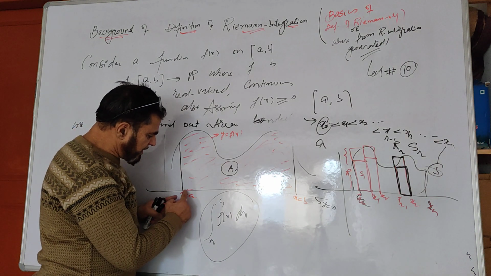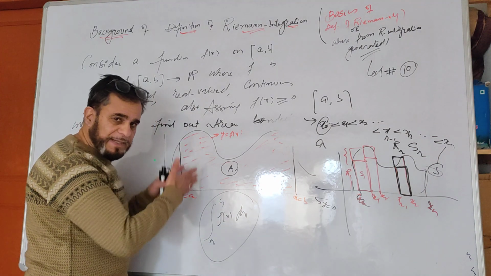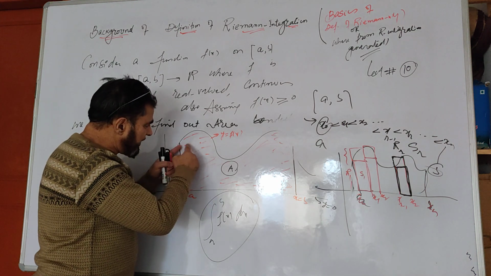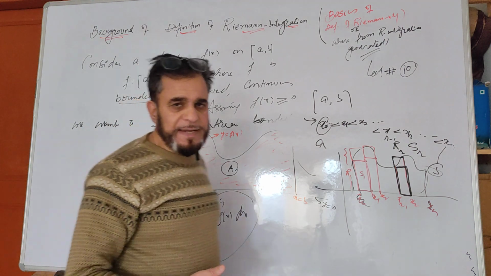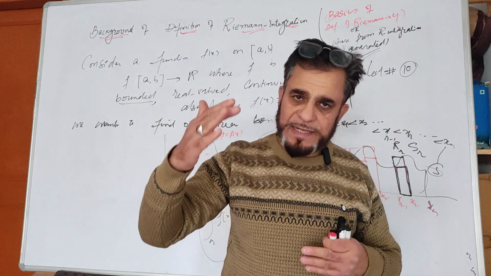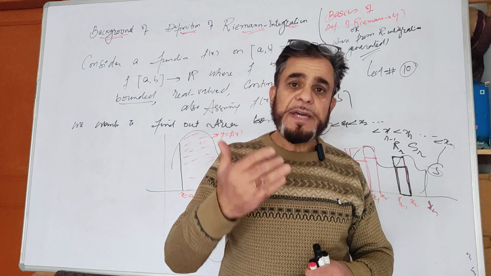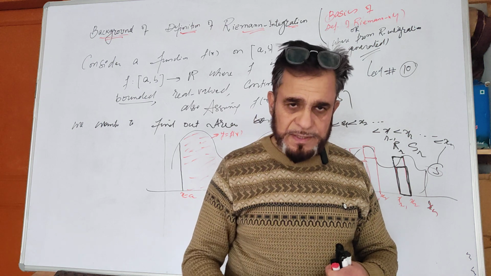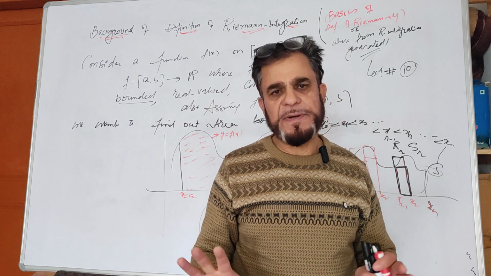We take the partitions here, x0, x1, x2, x3, then we erect the rectangles. Some of the rectangles go outside this, and some of the rectangles go inside the area of this. This area lies between the rectangles whose part lies outside the curve, and greater or equal to the rectangles whose sum lies under the graph of the curve. This is the lower Riemann sum and upper Riemann sum.